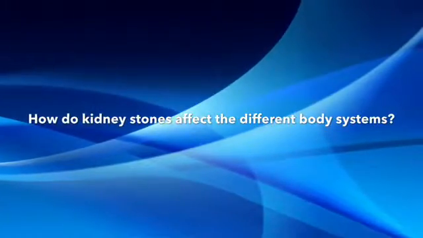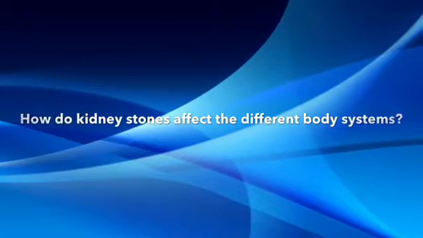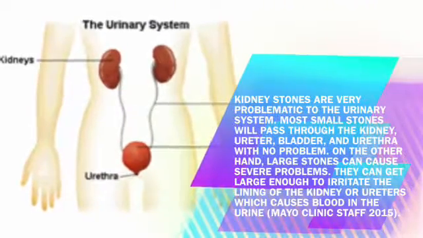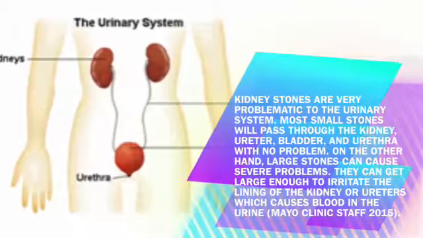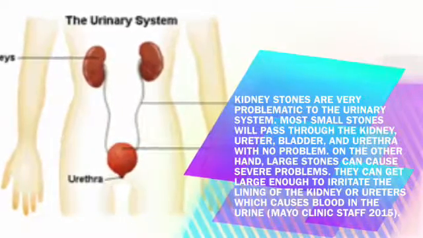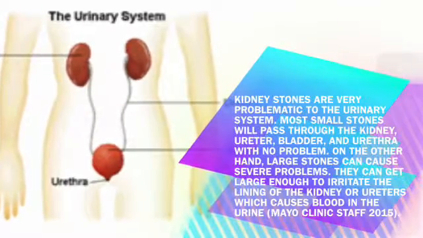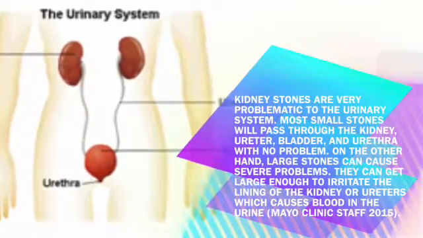How do kidney stones affect the different body systems? Kidney stones are very problematic to the urinary system. Most small stones will pass through the kidney, ureter, bladder, and urethra with no problem. On the other hand, large stones can cause severe problems.